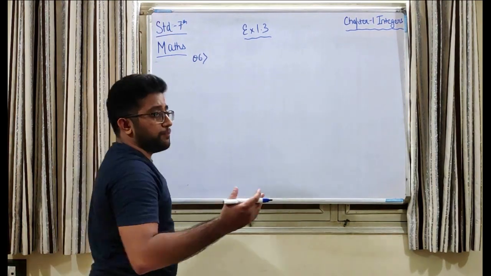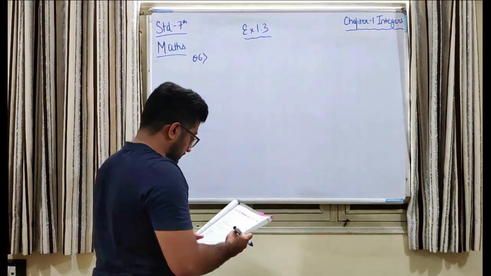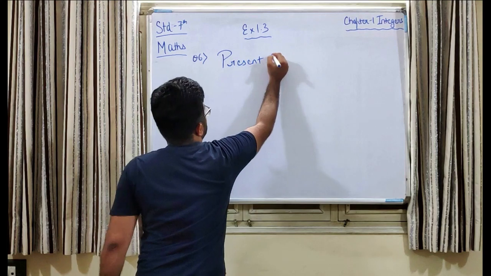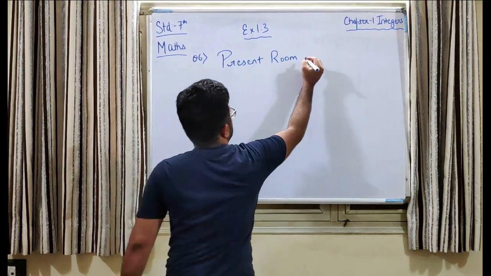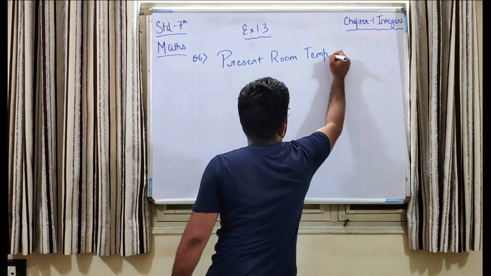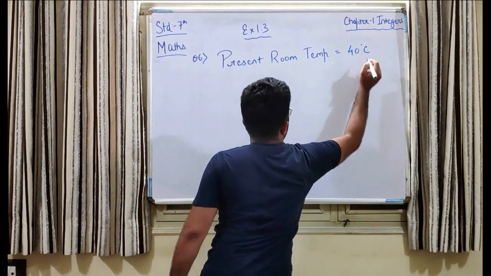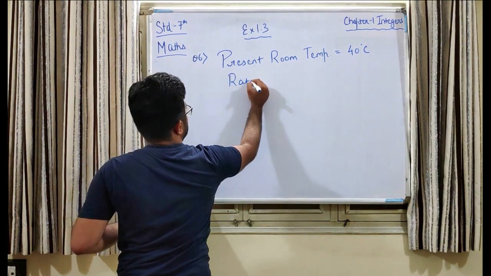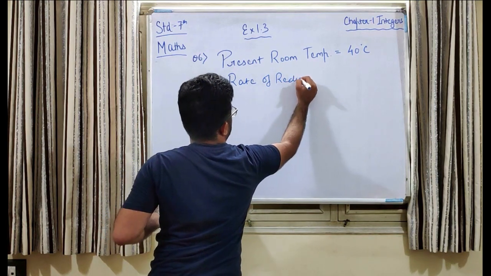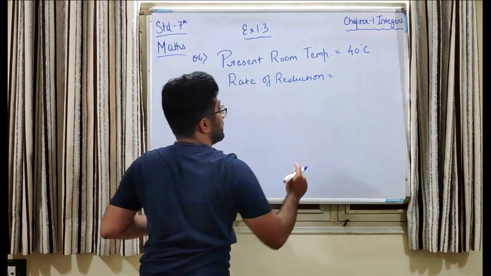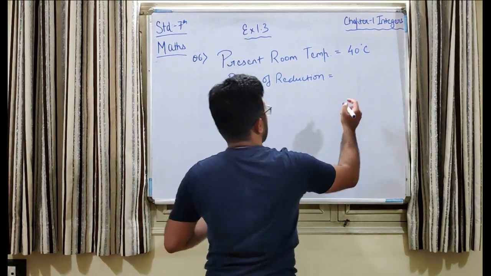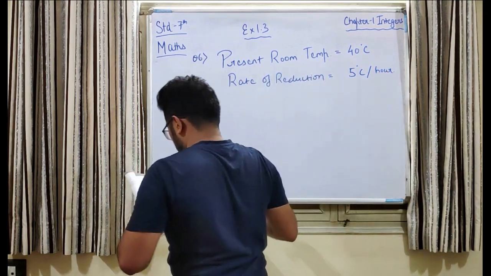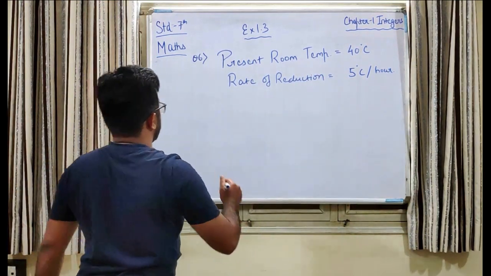So first let us write down the basic factual data which is given here. Present room temperature: 40 degrees Celsius. Now rate of reduction, that is how much temperature is reduced every hour, that is 5 degrees Celsius every hour. So what will be the room temperature after 10 hours?